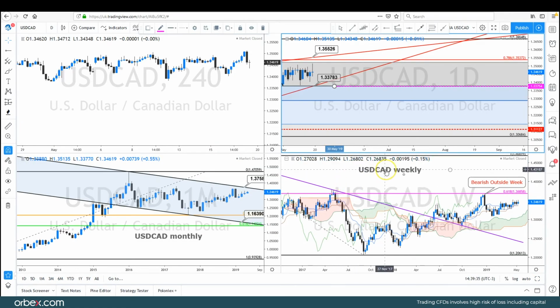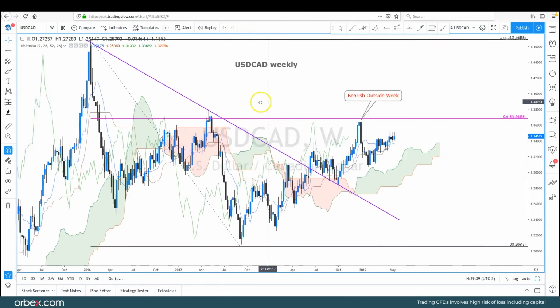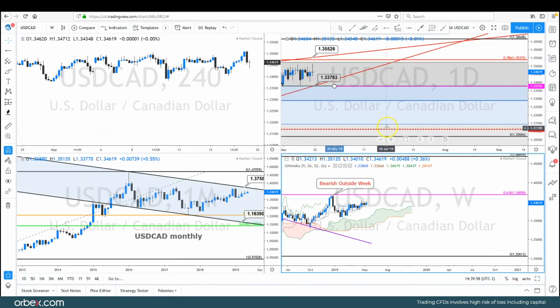Dollar CAD. I'm just going to show this chart first, which is a weekly chart. Got a bearish outside week, close to the 61.8% Fibonacci pullback level. We saw impulse selling, then a pretty corrective, choppy move to the upside. We've got inside soldiers for 3 weeks now on dollar CAD, and that basically highlights indecision.